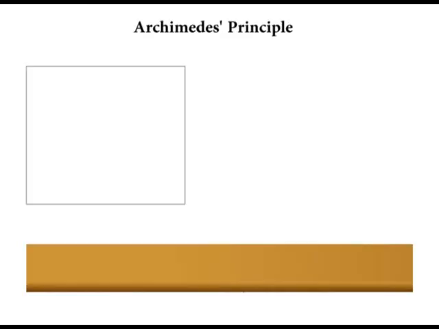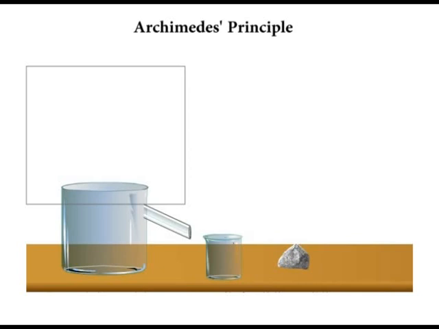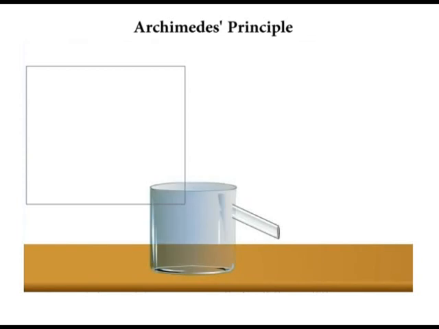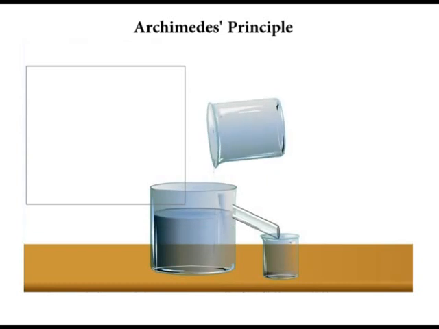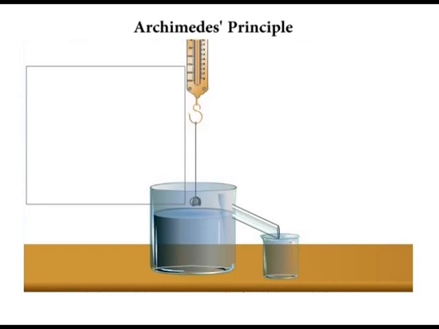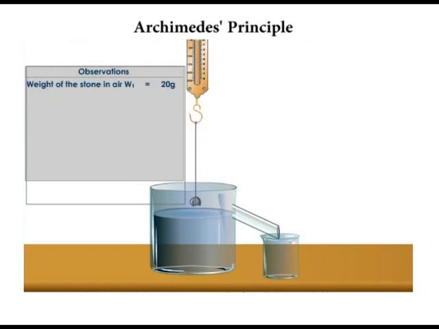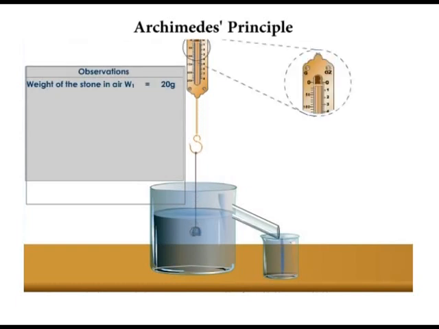Let us perform an experiment to verify this. We shall need a can with a spout, a stone, a beaker, a measuring jar, and a spring balance. Arrange the can and beaker as shown here, and pour water into the can until it starts overflowing. Once it stops overflowing, replace the beaker with an empty one. Suspend the stone on a spring balance and record its weight in air. Now lower the stone into the can containing water.